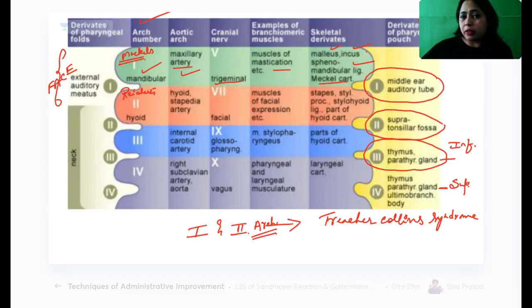So here the person has defect in the malleus itself, all these ear ossicles, malleus, incus. Okay, that is from the first one. Second arch will give rise to the stapes. So most of the things are from S, as you can see. They're all the derivatives of the second arch. So like that, you have defect in the first and second arch. You can just imagine the person will have complete deformity in the face with all these not developing properly.